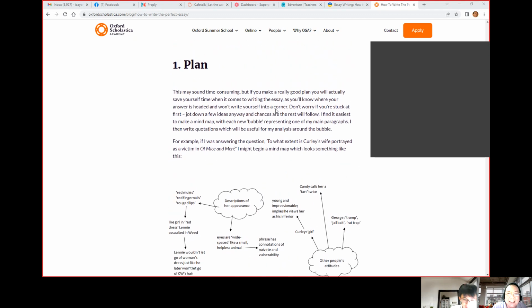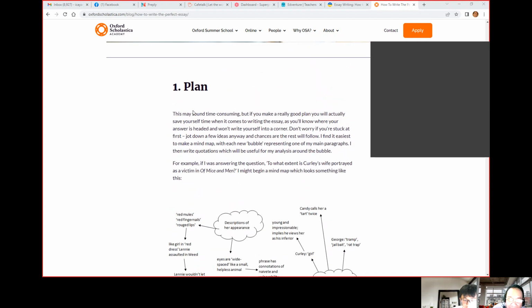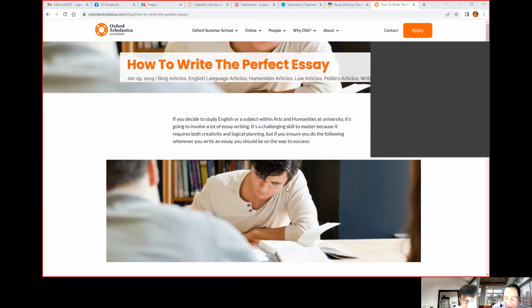Actually, planning takes time because you are going to think of the strategies on how you're going to do a perfect essay. Okay, Khoi? Do you have questions with this one when it comes to the plan? No. Actually, this one would be the start. The start of what? The start of making a perfect essay.